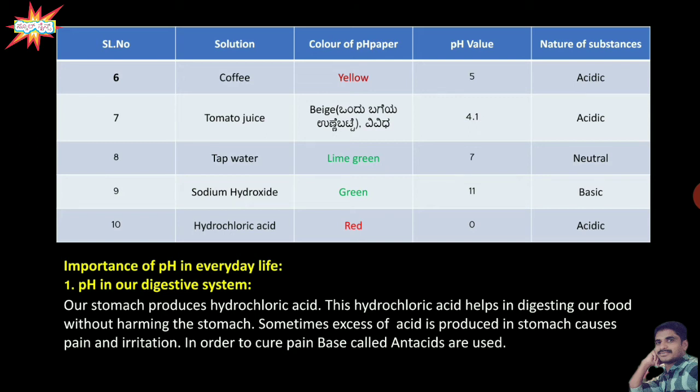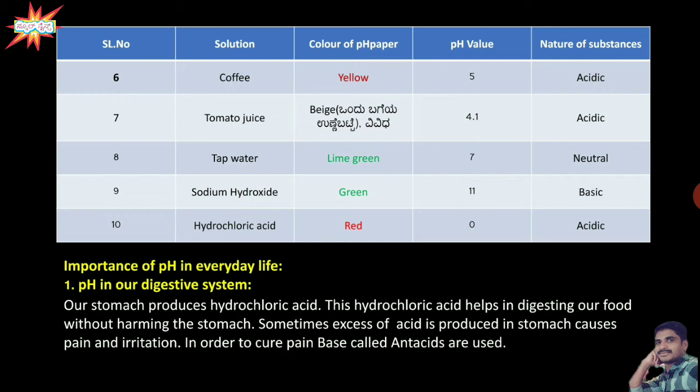In the same way, the tomato juice pH value is 4.1. This is acidic in nature. Tap water, lime green, it is exactly 7. If the pH value is 7, the nature of the substance is neutral, as we know already. Next, sodium hydroxide: the pH paper color is green, the pH value is 11. The nature of the substance is basic.